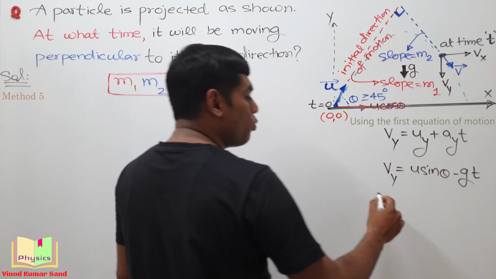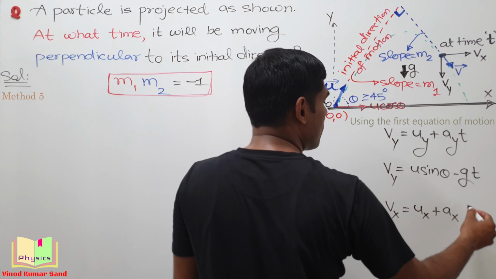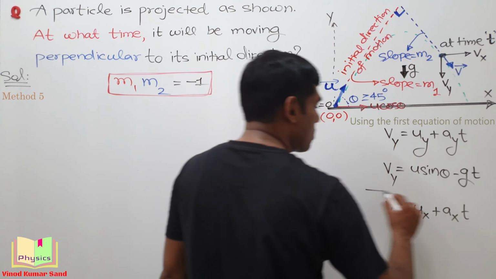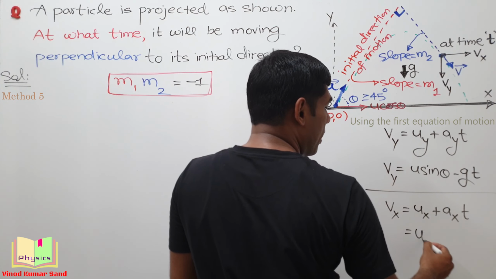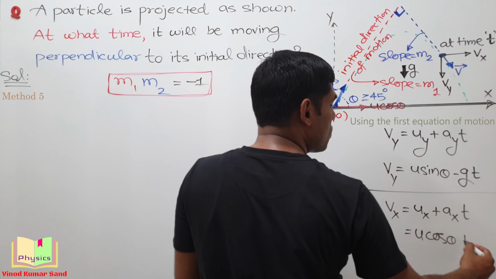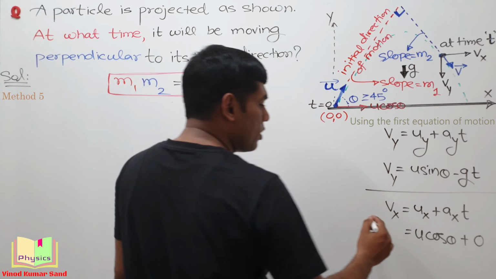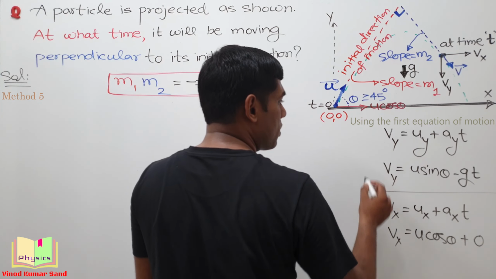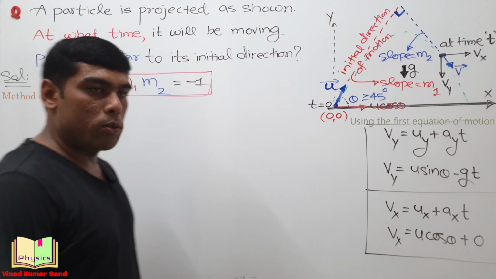Okay, Vx is equal to ux plus ax into t. Another expression, ux is u cos theta and ax is 0. There is no acceleration in the x direction. So Vx is equal to u cos theta. These are two important things which we will require for our calculation.